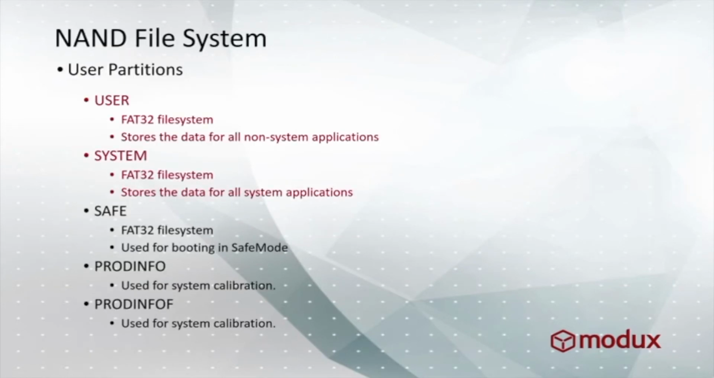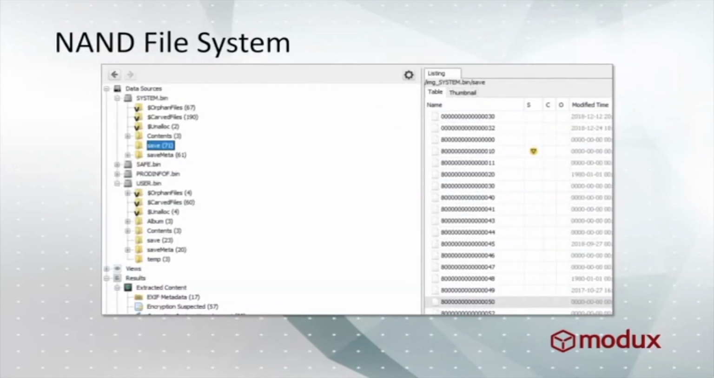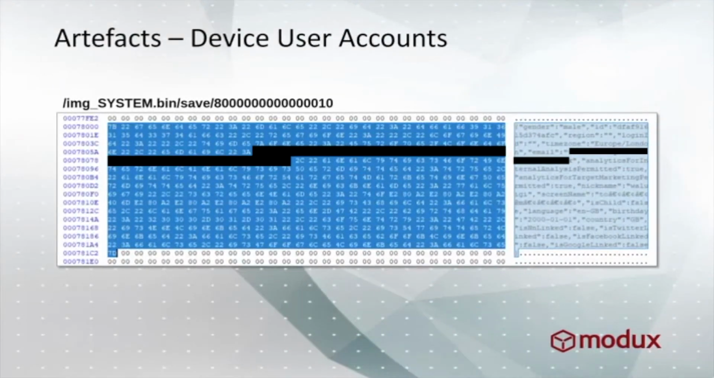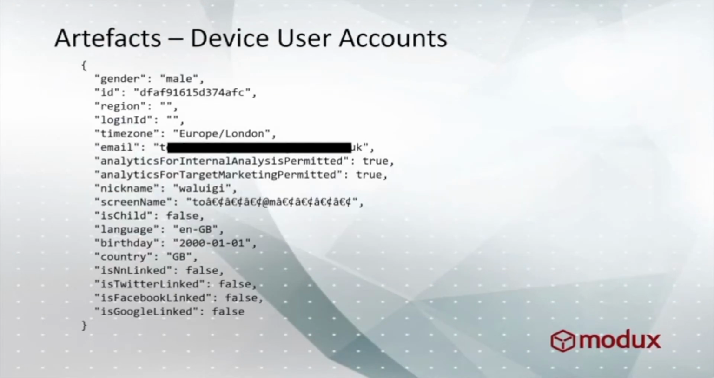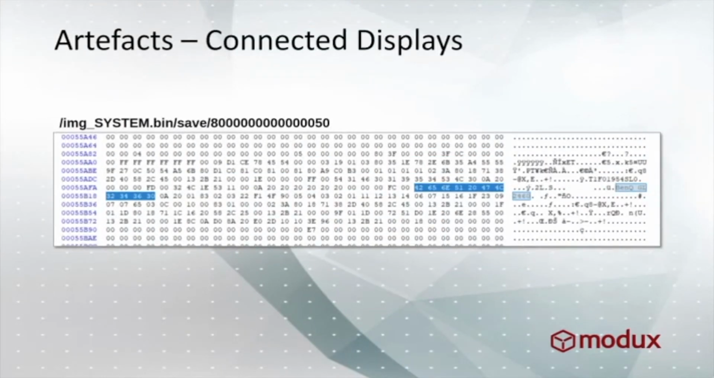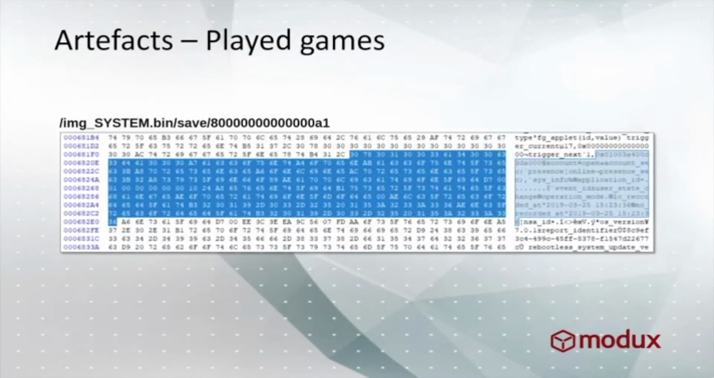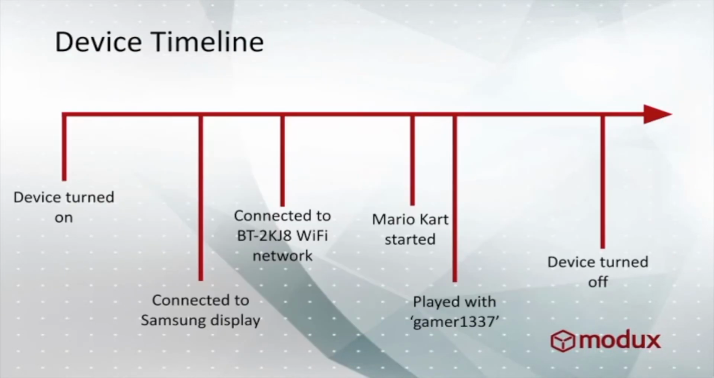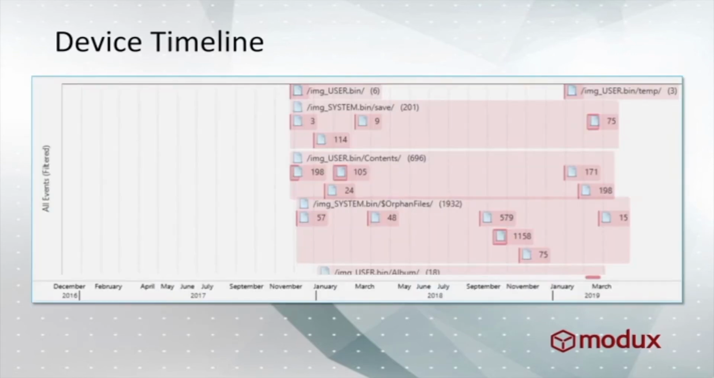The user and system partitions are the ones that we are interested in. There are several forensic artifacts that we found manually at first and then latterly automatically. Firstly, the device user accounts, which contain several items of personally identifiable information. We also found wireless SSIDs and passwords, connected devices, games that are played, YouTube searches, and other players that are played with, enabling us to develop a forensic timeline.